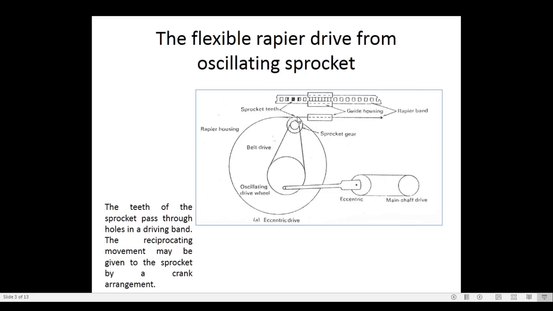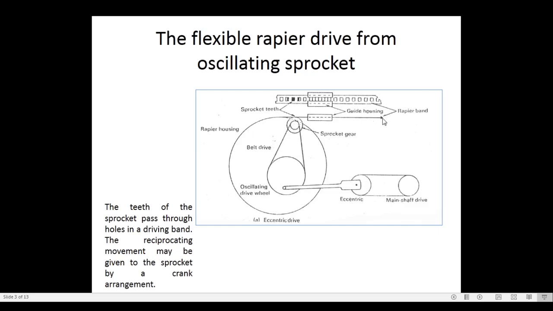At the side of the pinion we have a toothed sprocket gear. The tooth is matching with the flexible tape. Here they have shown the flexible tape, and this is called the guide housing. In the guide housing the tape is moving forward and backward, and the tape again has holes. These holes are matching with this sprocket gear.